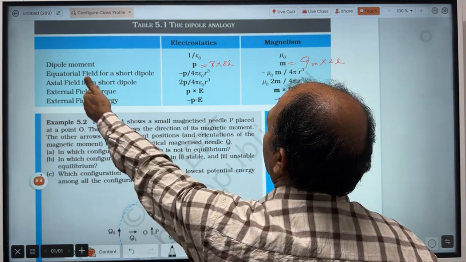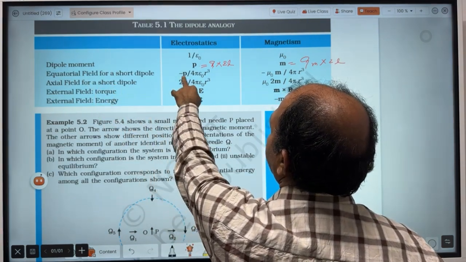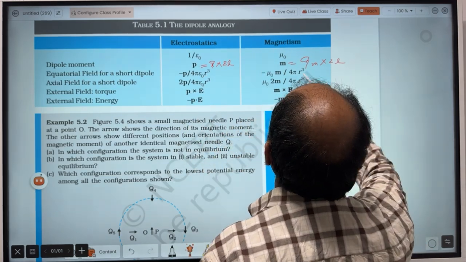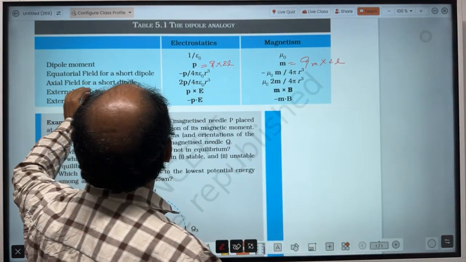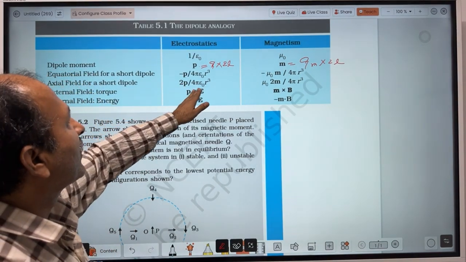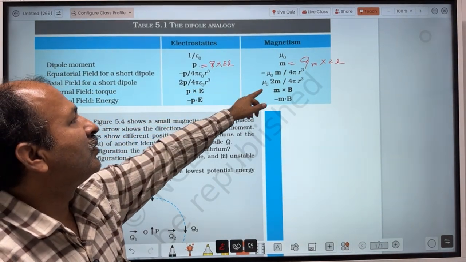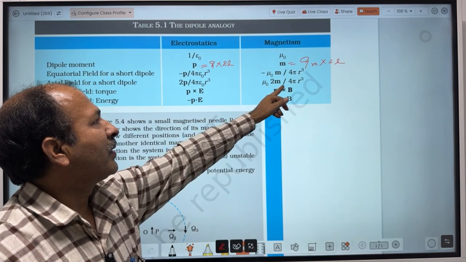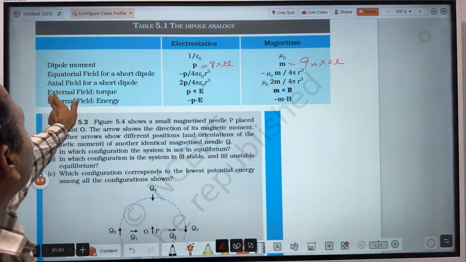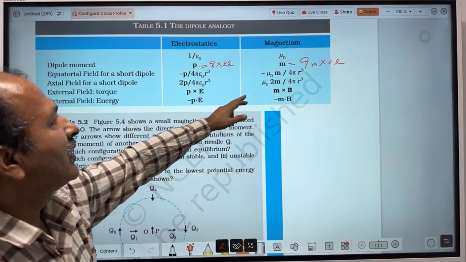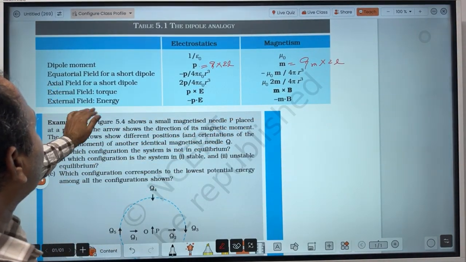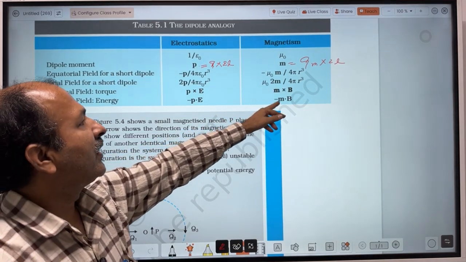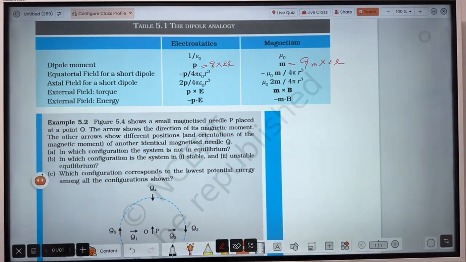Similarly, the equatorial field for a short dipole is p upon 4 pi epsilon naught r cube. Here it will be mu naught upon 4 pi times m divided by r cube. The axial field for a short dipole is 2p divided by 4 pi epsilon naught r cube. Similarly, this becomes mu naught upon 4 pi times 2m divided by r cube. Then torque is p cross E, here m cross B. Then the external field energy, the potential energy, is minus p dot E, here minus m dot B, right?